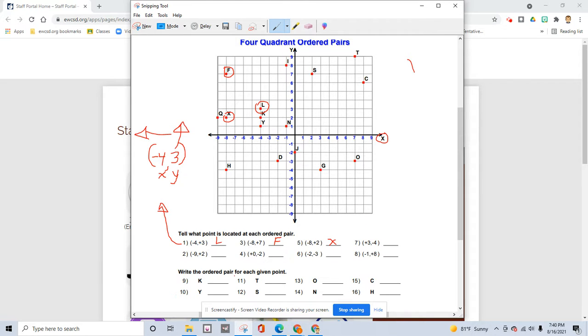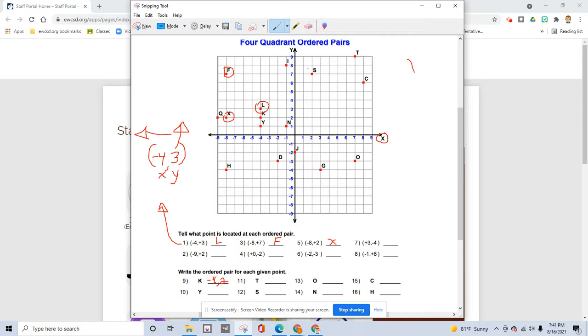And then it says write the ordered pair for these letters. So K, where's K at? All right, K's right here. How did I get to K from the origin? Do I go left or right first, or do I go up and down? Remember, your X is here. You go left or right first. So I'm going to go left, 1, 2, 3, 4, and then up 1, 2 to get to K. And that's going to be -4, +2. Okay?